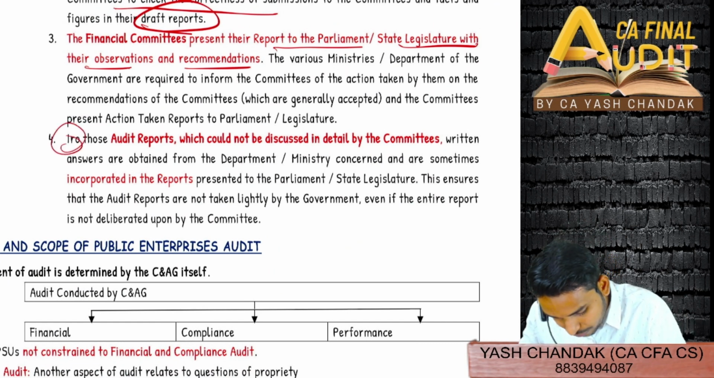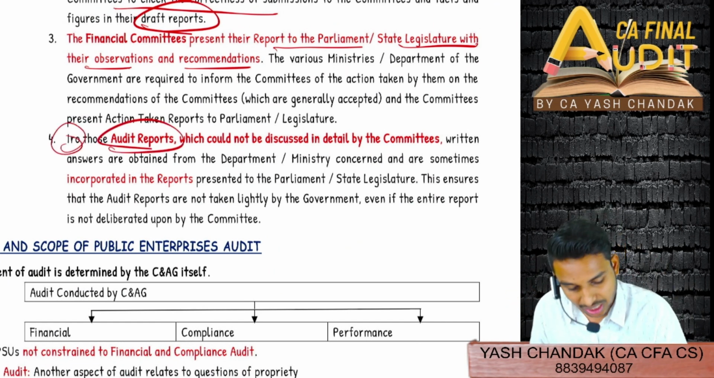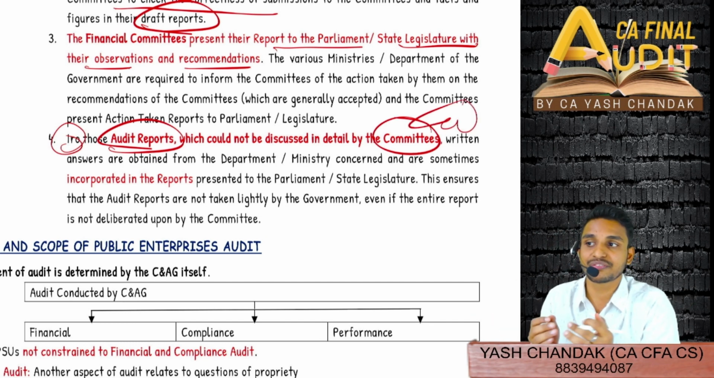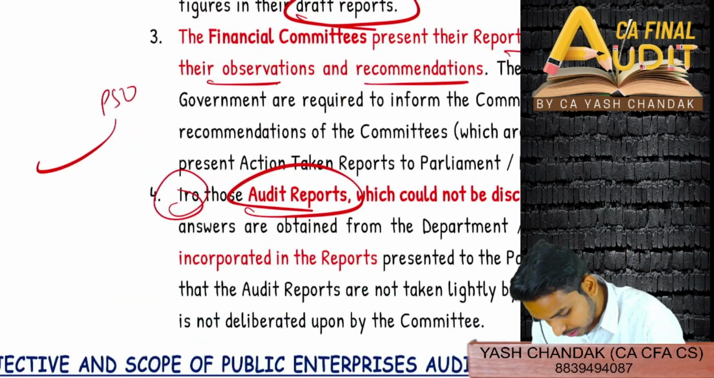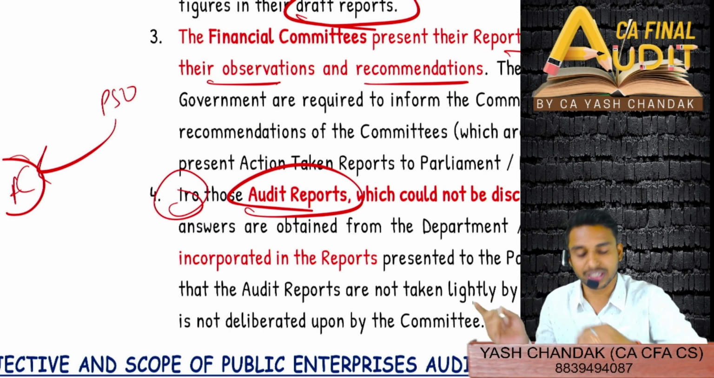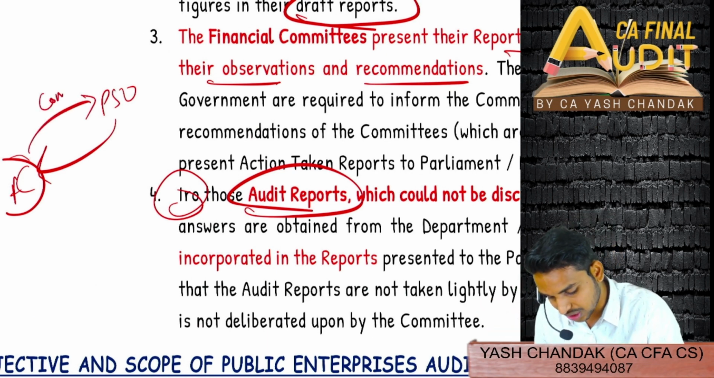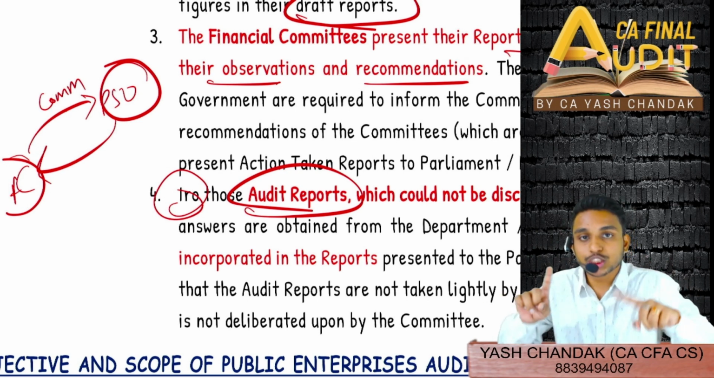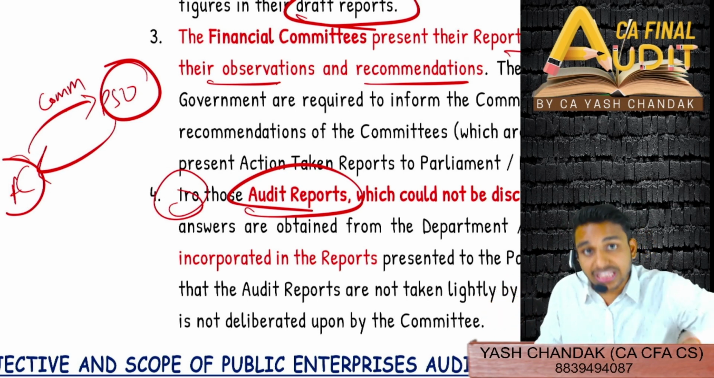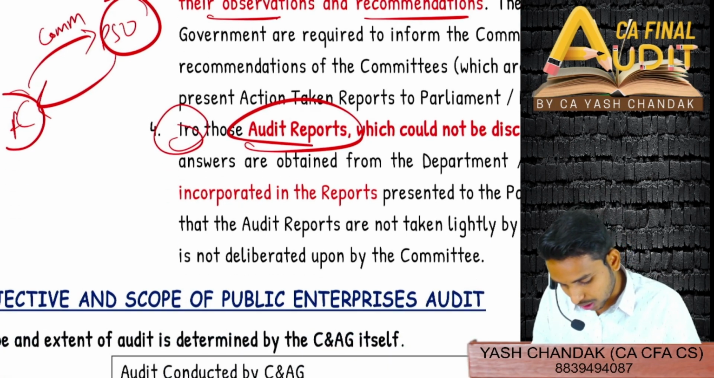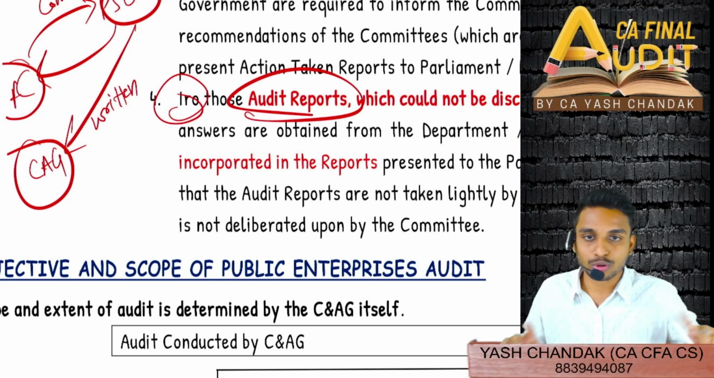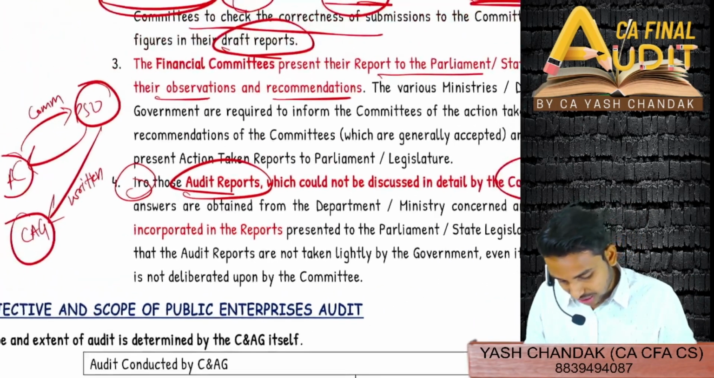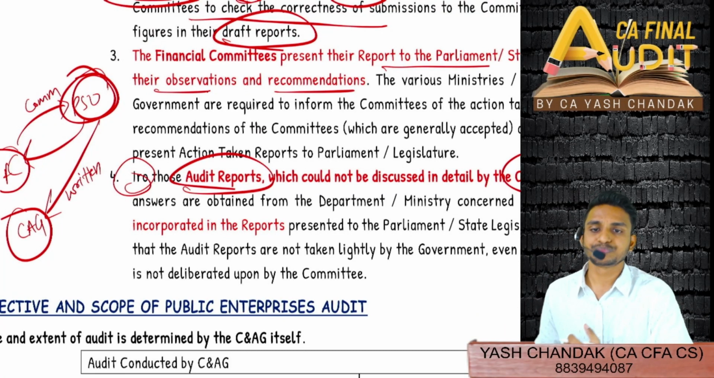And lastly, in respect of those audit reports which could not be discussed in detail by the committees, it should not happen that, let's say, the financial committees did not discuss with the PSU properly, and proper communication did not happen. The PSU should not get lethargic. They should not think that this won't get checked. So to curb this, we'll ask for a written statement from all the PSUs, and this written statement forms the basis of the CAG report also. That way it will curb the lethargy of the PSU. That is what they are saying.